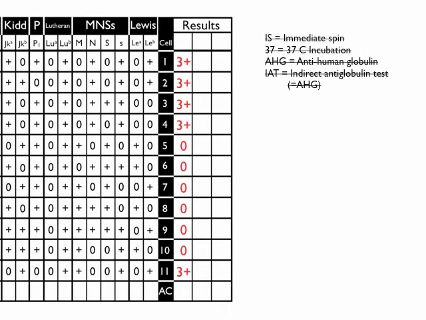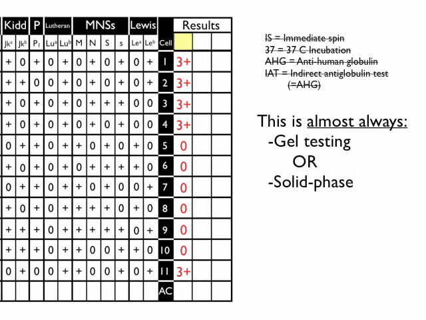Now, finally, if you see nothing at all, if there's no label up at the top and you just have one column of reactions, that is almost always either gel testing or solid phase testing. Labs which use gel and solid phase will very commonly not label that one panel that's positive because they know that it's AHG because they're using gel or solid phase. Again, it could potentially be tube testing, but it's less common for labs that use tube testing to not label a column when it's only AHG.